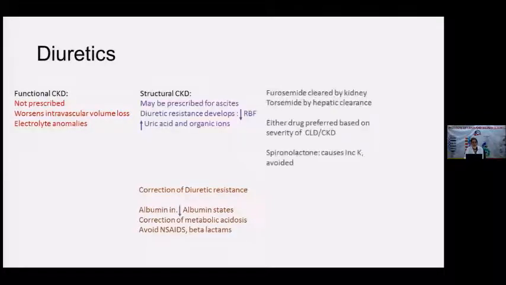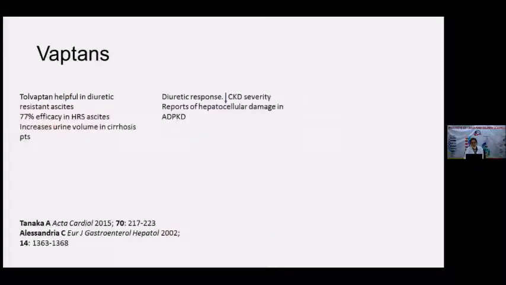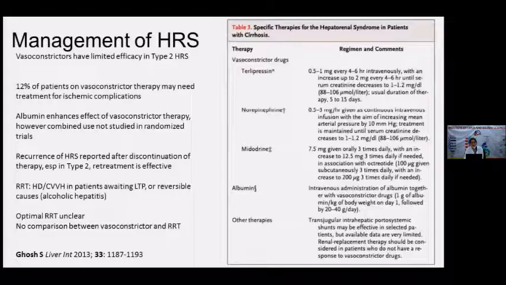For structural CKD, we give diuretics. For diuretics and correction of diuretic resistance, we give albumin in decreased albumin states, along with correction of metabolic acidosis. Tolvaptan is helpful, but there are reports of hepatocellular damage in patients with ADPKD.